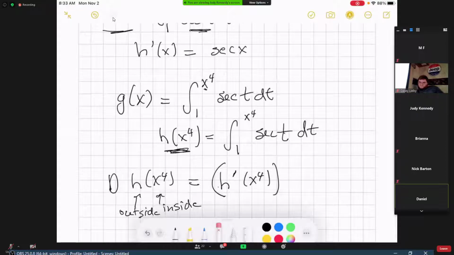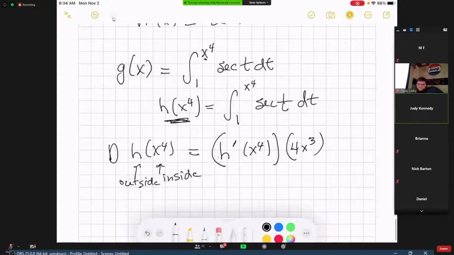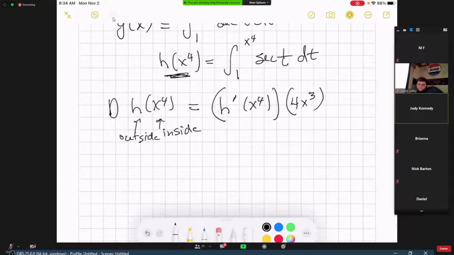So is it secant x to the 4th times 4x? 4x cubed, almost, yes. Okay. So yeah, times 4x cubed. Okay, so g prime of x then would be, and okay, I didn't finish this.